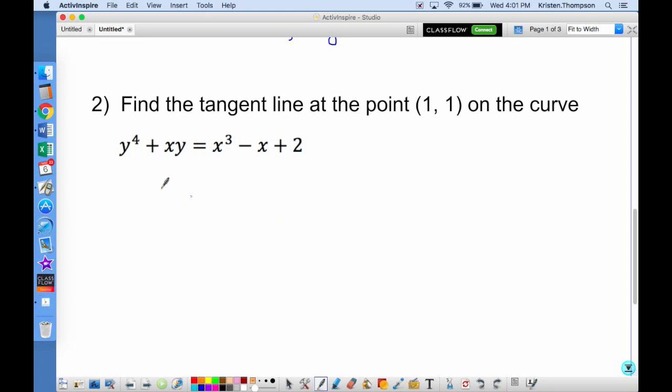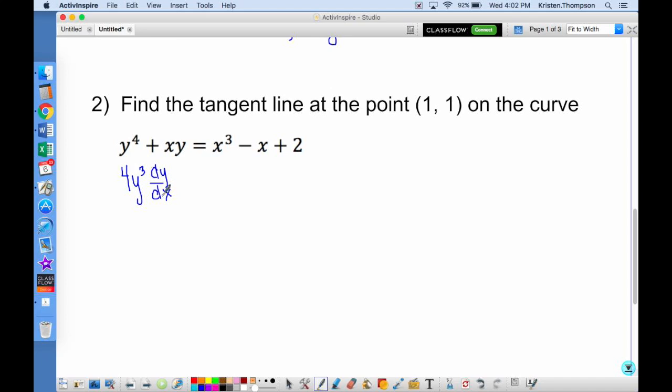So I need to take the derivative of this implicitly defined function. Derivative of y to the fourth. So the derivative of y to the fourth is going to be 4y to the third. But since we're taking the derivative of y with respect to x, a variable with respect to a different variable, this is where we need to tack on the extra differential. In this case, we need to tack on dy/dx because we're taking the derivative of y in terms of x. This is because it's technically the derivative of the inside of the y function.